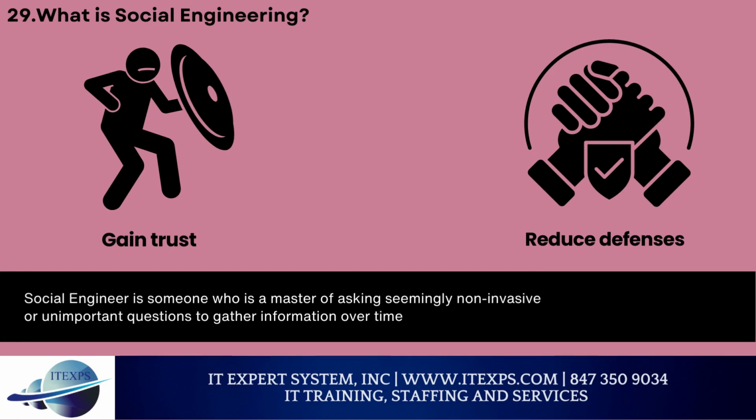29. What is social engineering? A social engineer is someone who is a master of asking seemingly non-invasive or unimportant questions to gather information over time. Gain trust. Reduce defenses. Social engineers use deception to get sensitive info from someone. Also, she or he can combine a number of techniques to gather sensitive information.